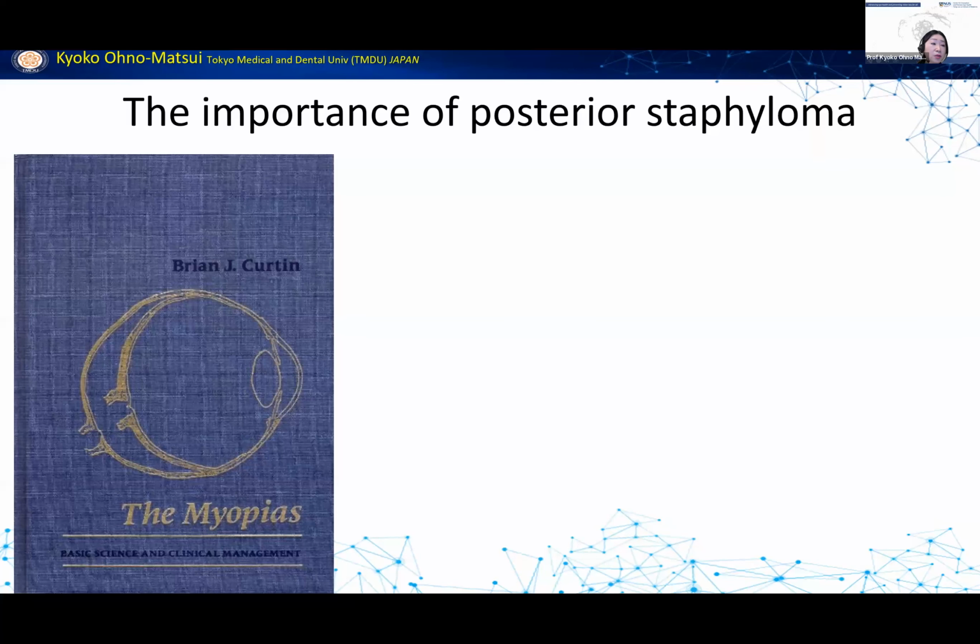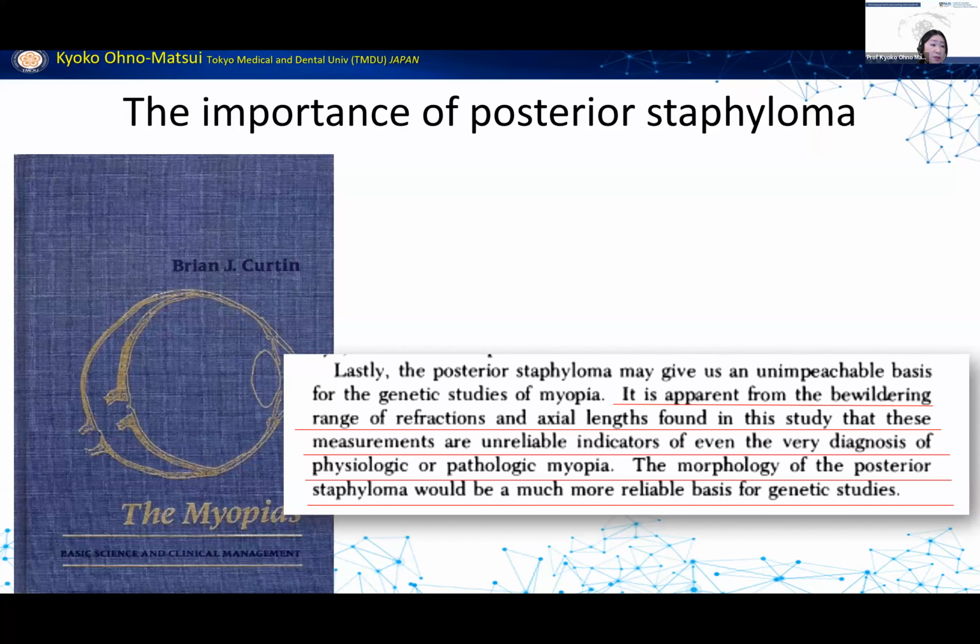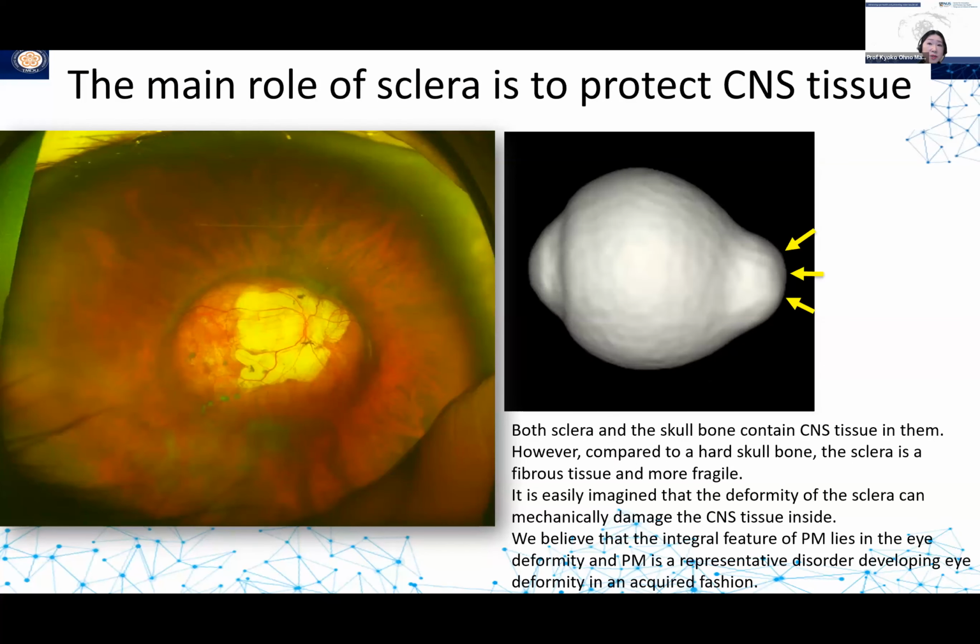So I would like to go back to Curtin's words here. Curtin emphasized the importance of staphyloma 40 years ago. The main role of the sclera is to protect central nervous tissue from mechanical insult. Both sclera and skull bone contain nerve tissue in them. However, compared to skull bone, the sclera is a fibrous tissue and more fragile. And it's easily imagined that deformity of the sclera can mechanically damage the central nervous tissue inside.